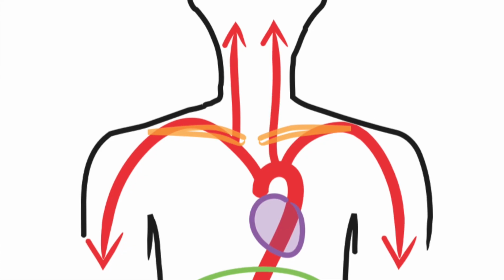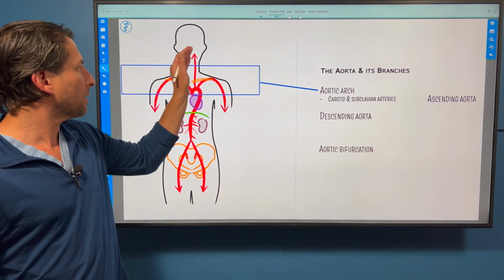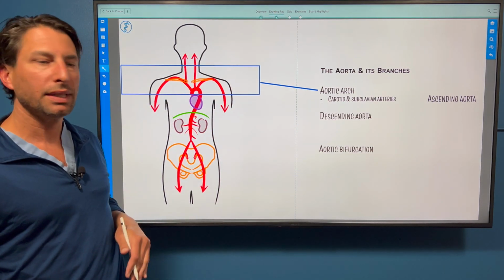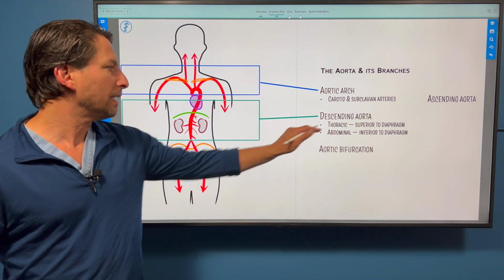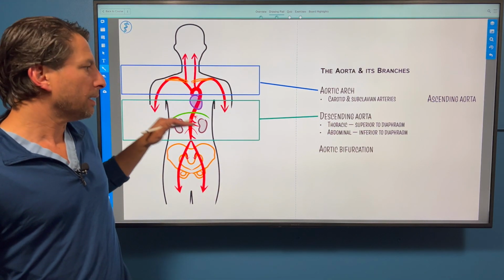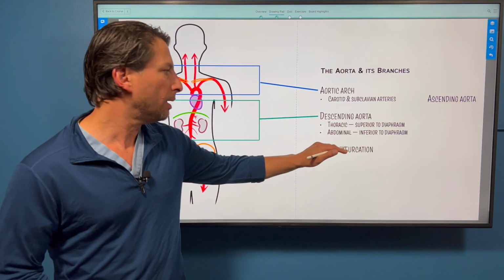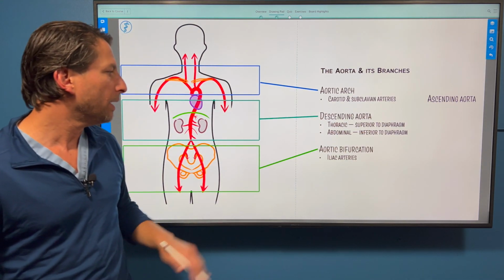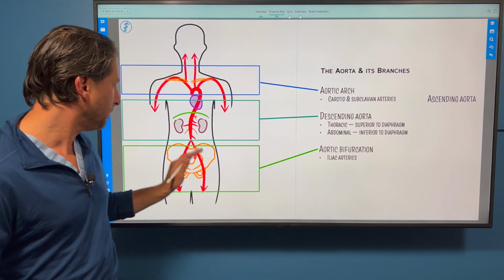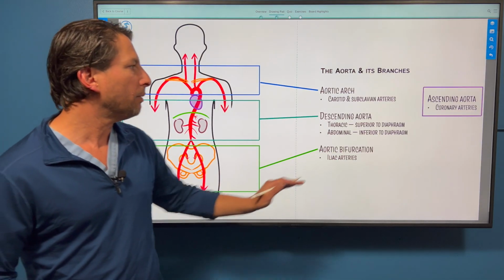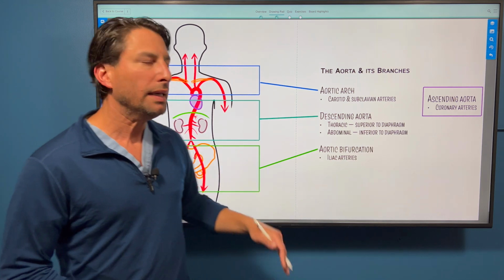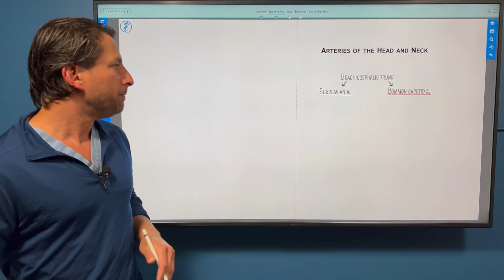We're going to start here with the aortic arch. We see the carotid and subclavian arteries here, and then we have the descending aorta, thoracic and abdominal segments. Thoracic means superior to the diaphragm, abdominal inferior to the diaphragm. We have the aortic bifurcation with the iliac arteries. And then we have the ascending aorta feeding the coronary arteries.